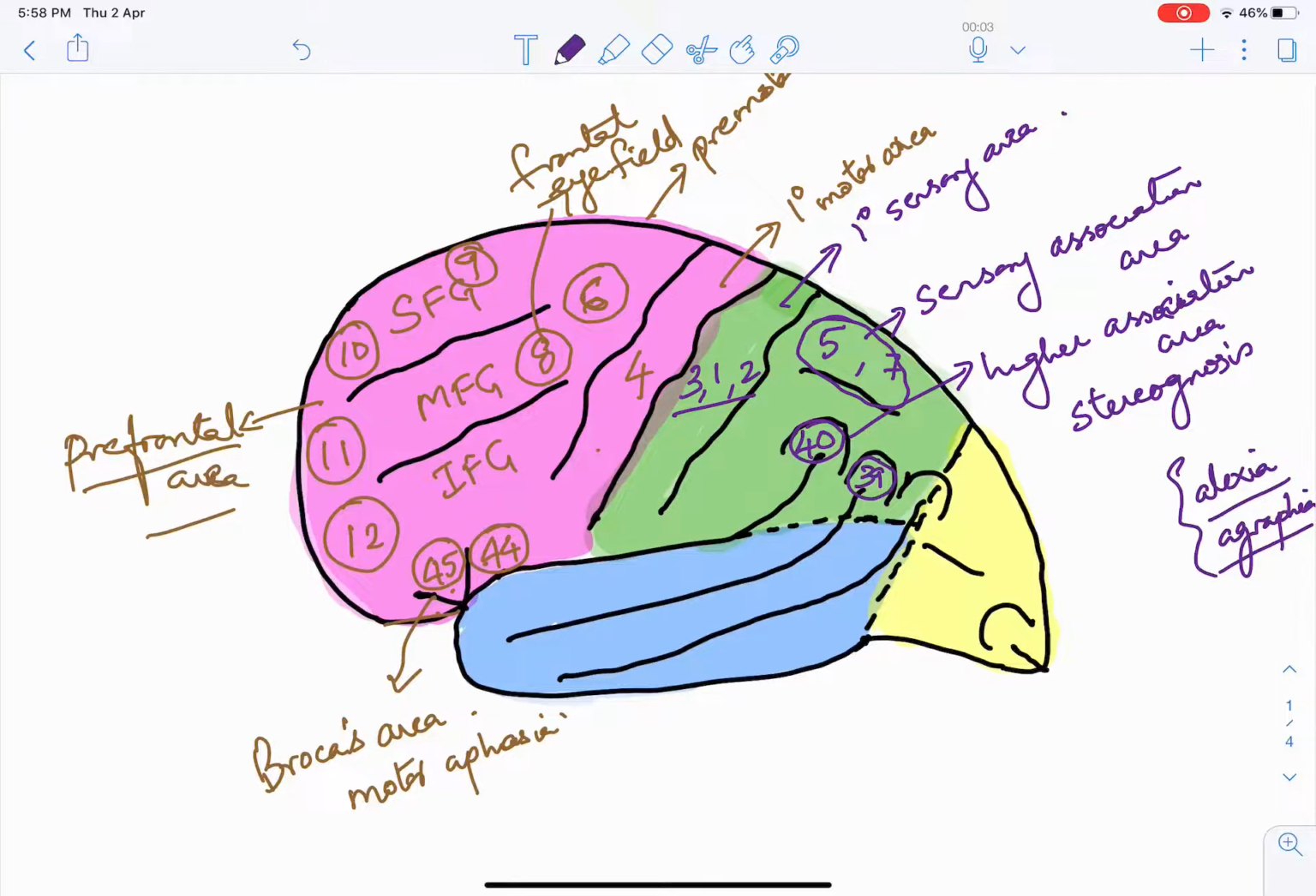Then coming to the functional areas in the temporal lobe. So the first area is area number 41. Area number 41, that is the primary auditory area.